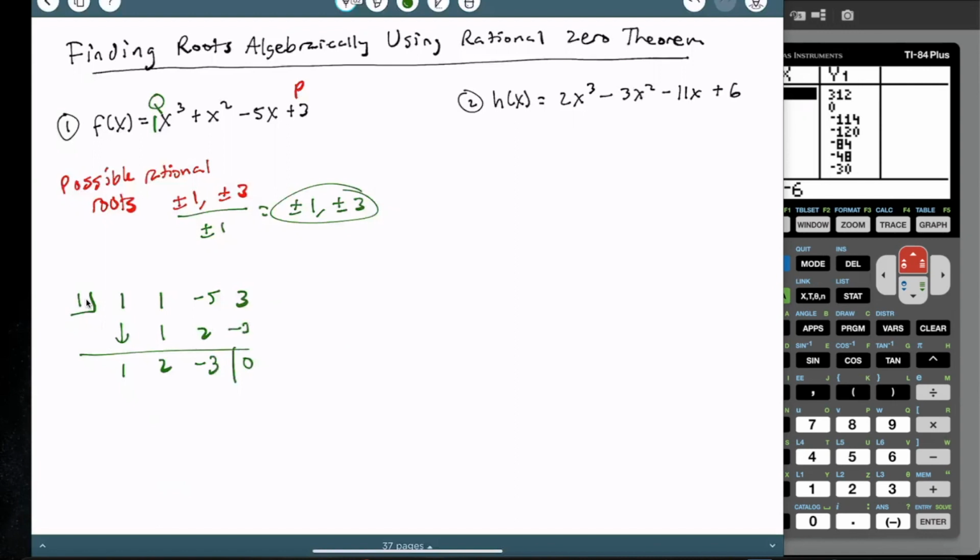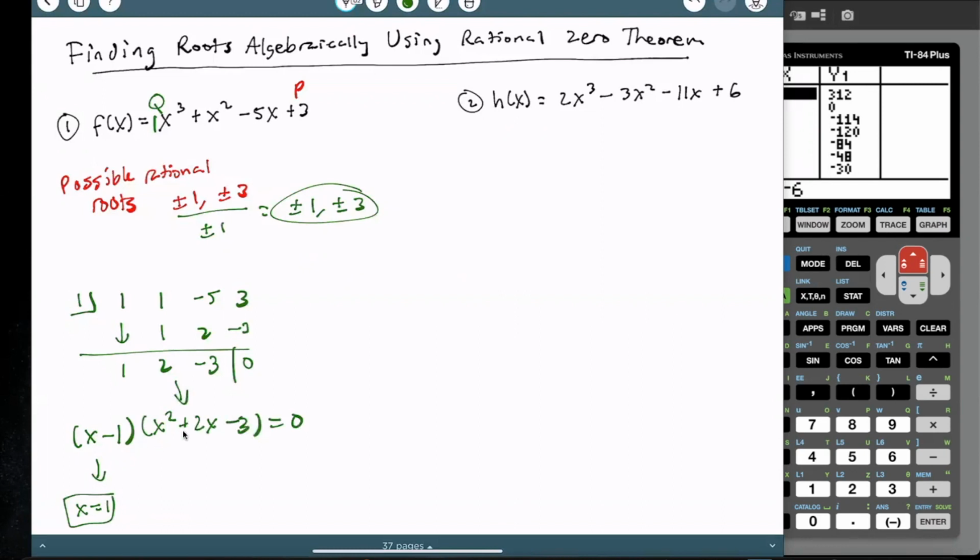So it looks like 1 is a factor. So that means 1 is a root. So x minus 1 is the factor, right? So x minus a, whatever my a is. So we've just found one of the zeros. The 1 goes in evenly. Okay, so what I'm left with is x squared plus 2x minus 3.